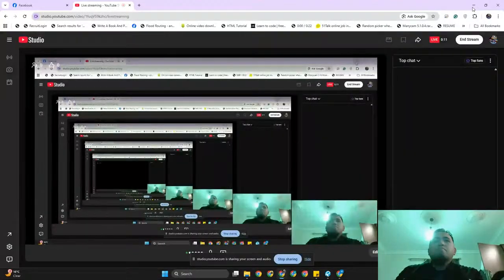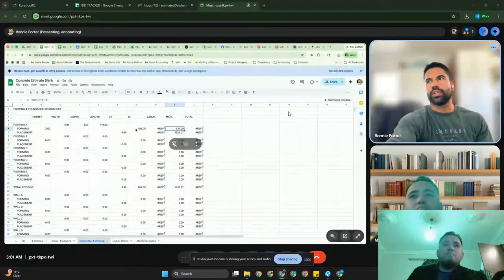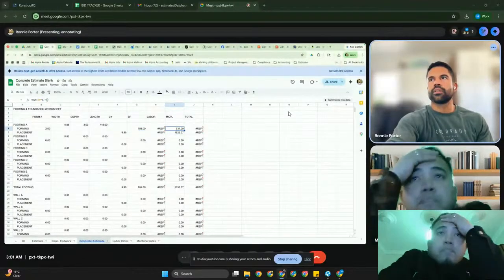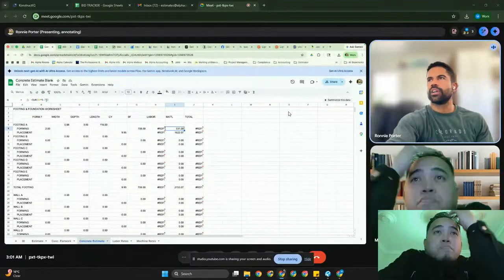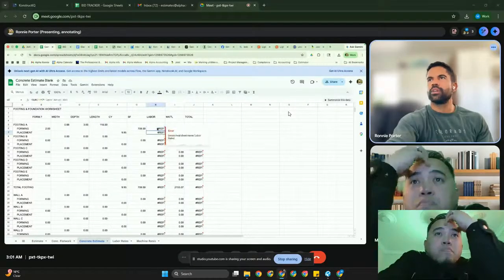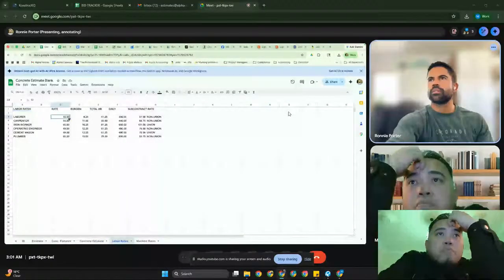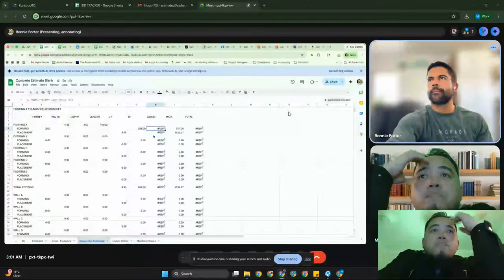The cost is not totally right because there's no way. Let me change this. 0.75. Oh, here's the error. Oh, here it is. So labor rates is messed up for some reason. What happened to the labor rates?